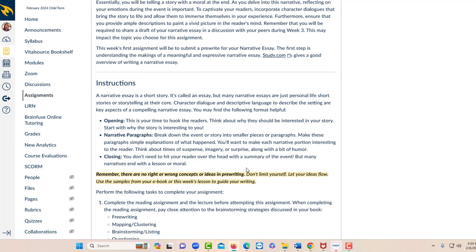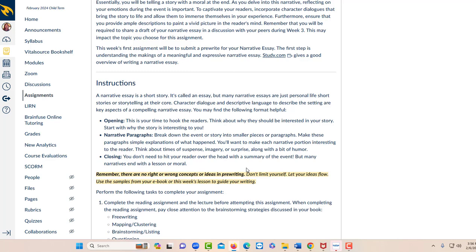Study.com gives a good overview of writing a narrative essay. A narrative essay is a short story. It's called an essay, but many narrative essays are just personal, life short stories or storytelling at their core. Character dialogue and descriptive language to describe the setting are key aspects of a compelling narrative essay. You may find the following format helpful.